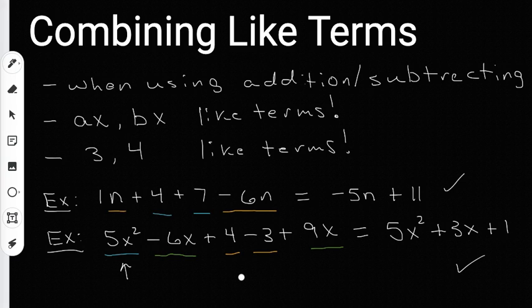We're looking for terms that end with the same variable, with the variables having the same exponent, like x squared and x to the 1 power. Notice that these end with an x to the 1 power, so I put them together. And then regular numbers like 3 and 4, 4 and 7, you can always put those together as like terms. So that's all you need to know about combining like terms.